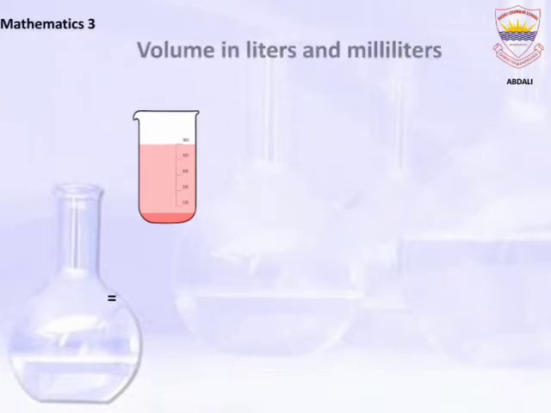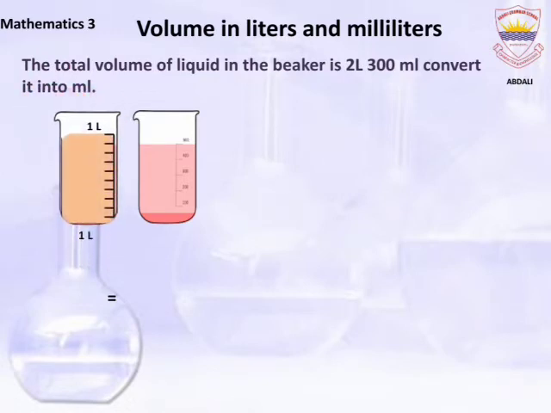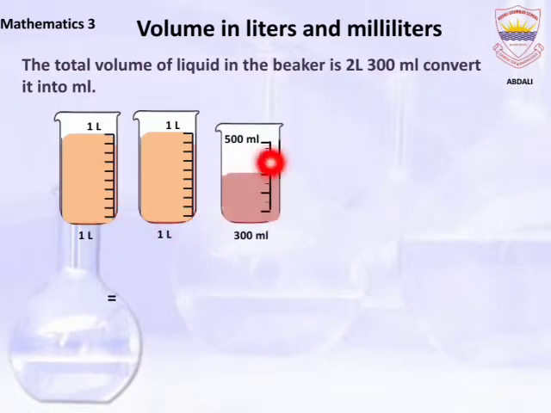Now students, let's take another example of converting into milliliters. The volume of liquid in the beaker is 2 liters 300 milliliters. Convert it into milliliters. Here 2 liter beakers are given. The third beaker is of 500 milliliters. This beaker is filled with water up to 300 milliliters.